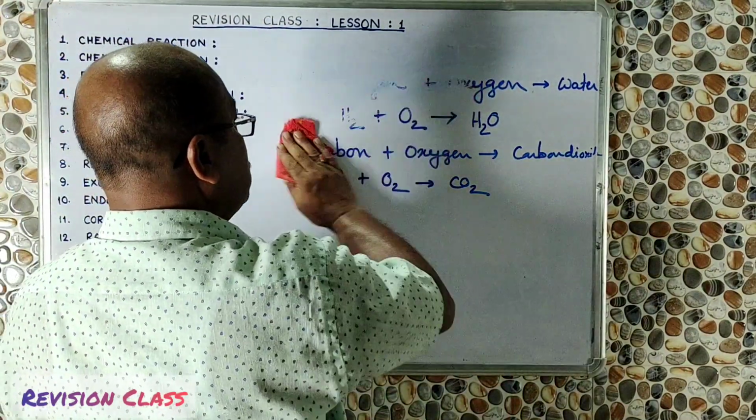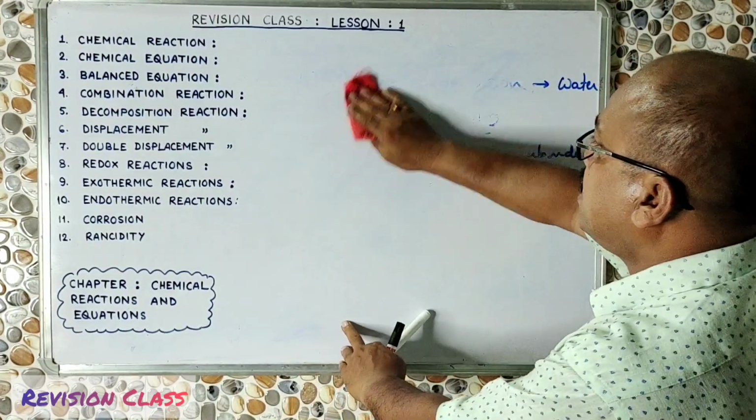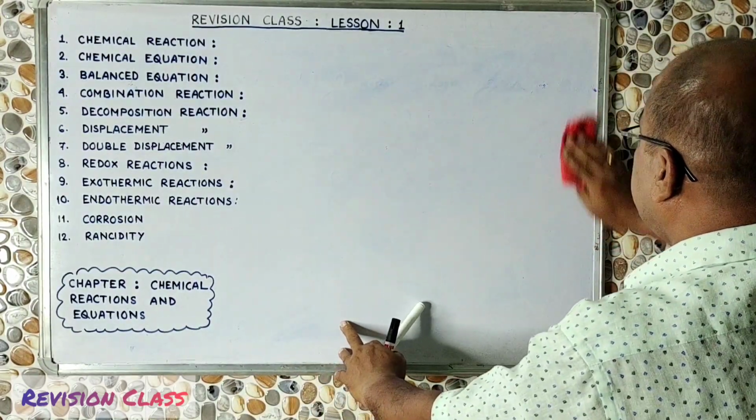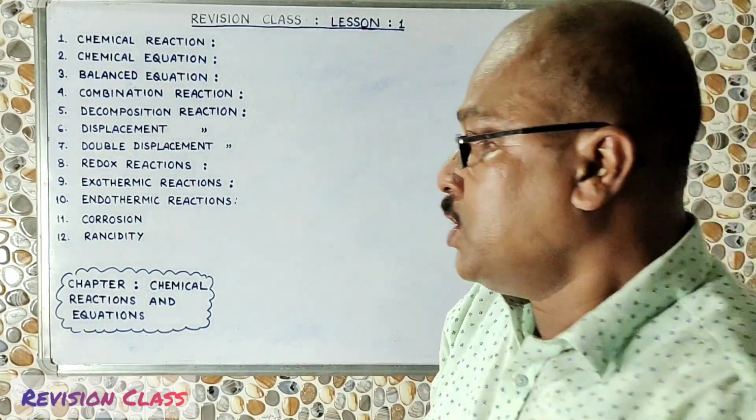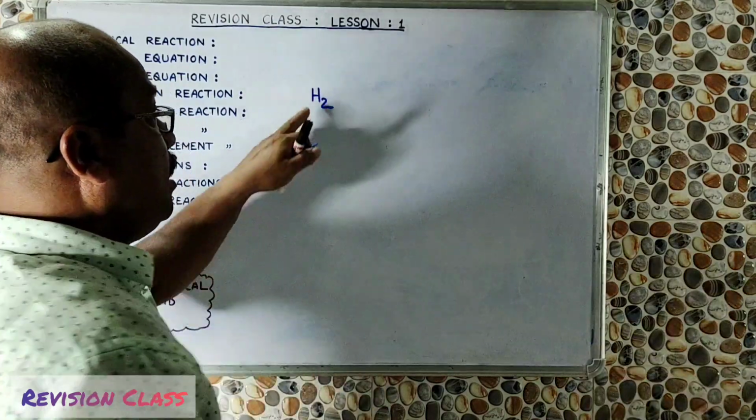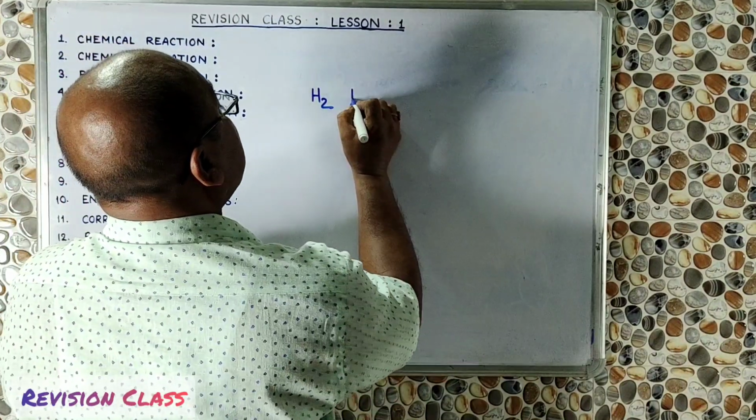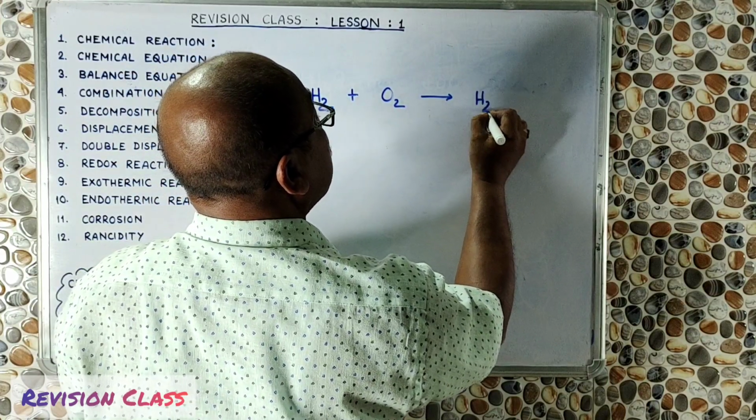So we have just come to know about these two things: what is a chemical reaction and what is a chemical equation. And now we are coming to see what is a balanced chemical equation. So let's go directly back to the previous example, hydrogen combining with oxygen and producing a water molecule.